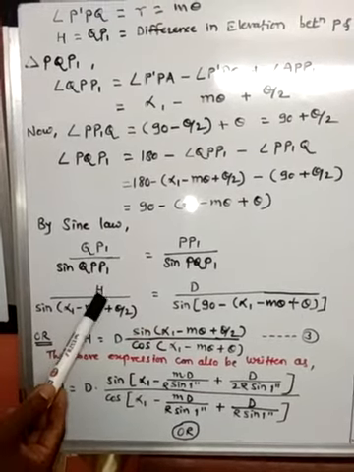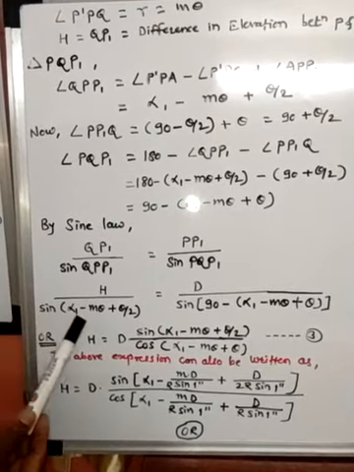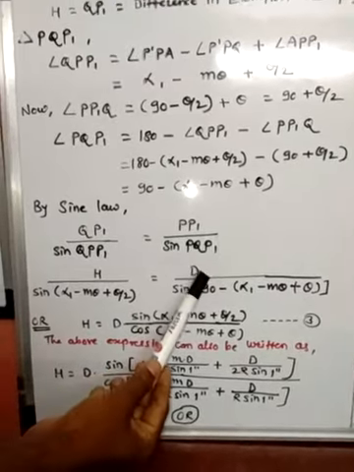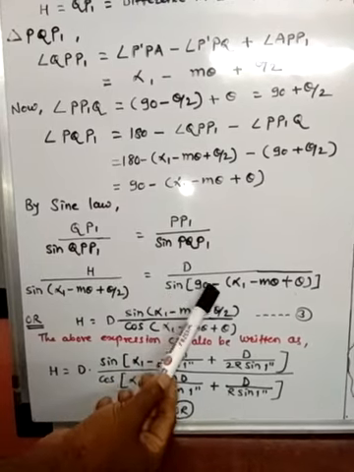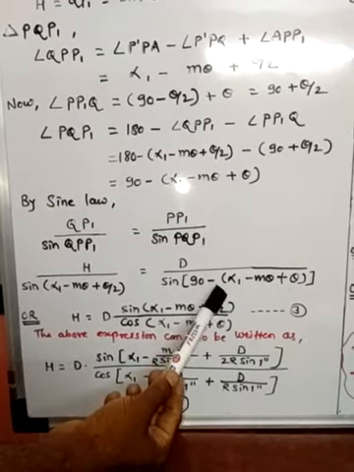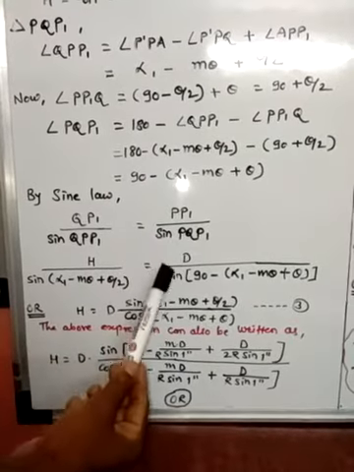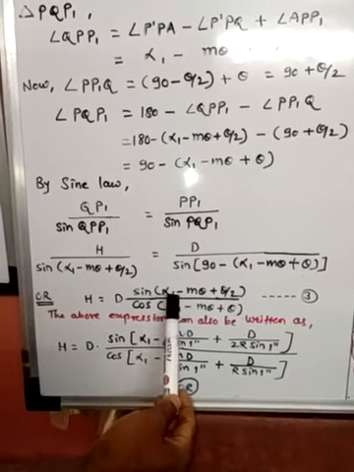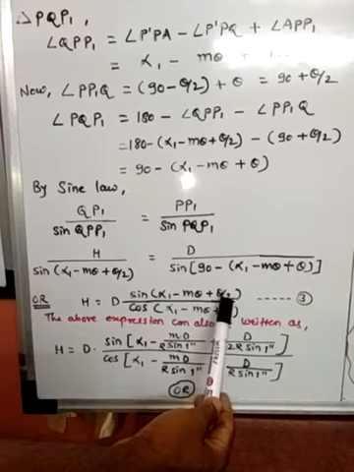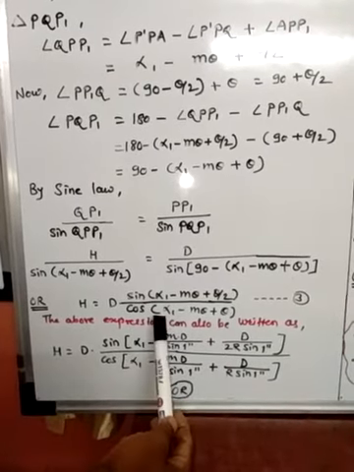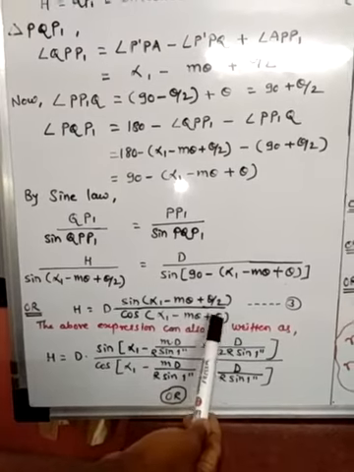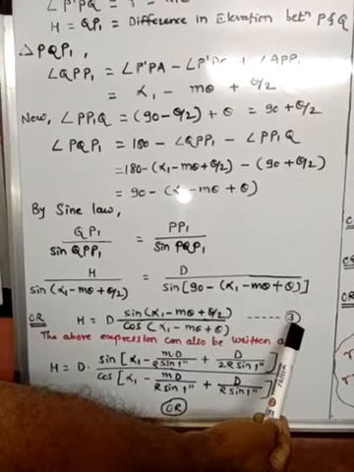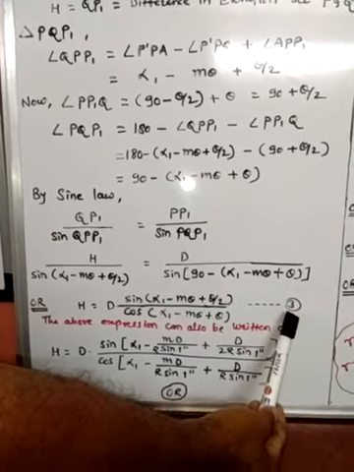So QP1 is nothing but that horizontal distance divided by sine of that particular angle QPP1, is equal to PP1 divided by sine of that particular angle PQP1. So this equation, when solved in terms of H, gives H equals D times sine of (alpha 1 minus m theta plus half theta) divided by cos of (alpha 1 minus m theta plus theta). This will be equation number 3, and this is the exact equation of angle of elevation.